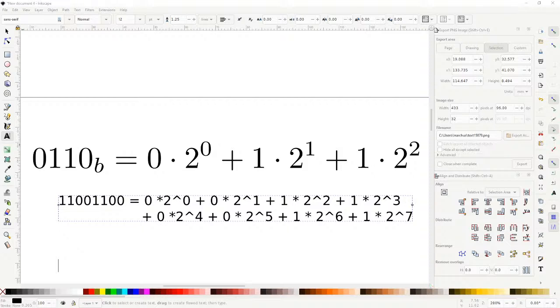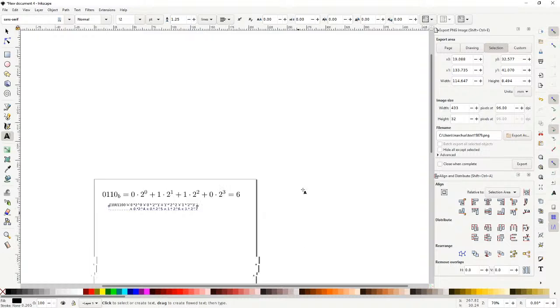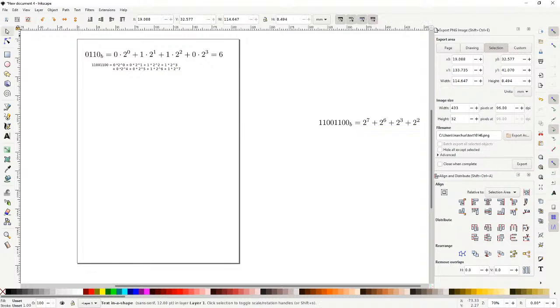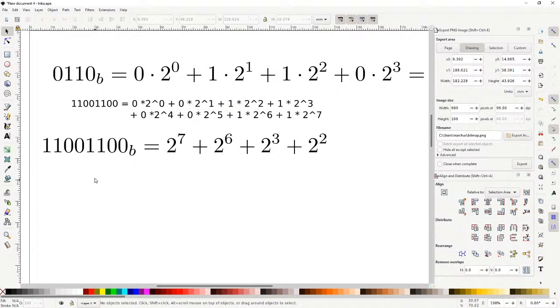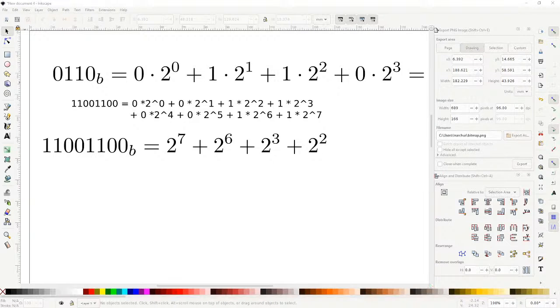Okay. Try again. As it turns out, if you have errors in your LaTeX, it will not do. So you see here, I've omitted all of the zeros. I've only added the ones together. And so here, 2 to the 7th is 128, 2 to the 6th is 64, so that's 192 overall. 2 to the 3rd is 8, 2 squared is 4. So this should be, if I'm not mistaken, 204, if I did this correctly.